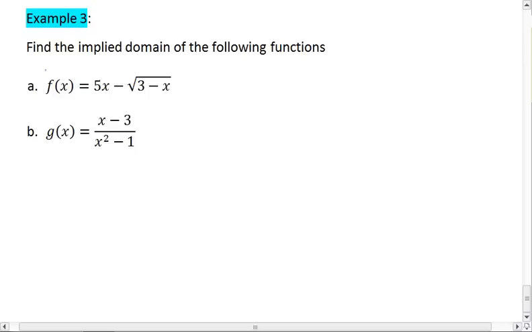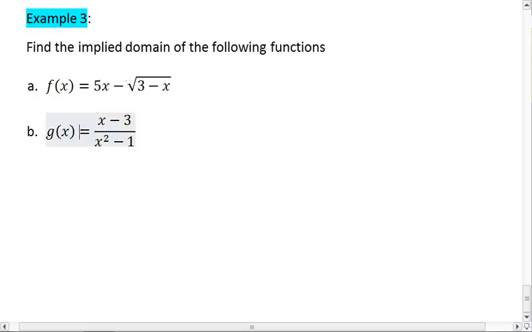In example 3, I want you to determine the implied domain of the following functions. So we see both neon lights here. In A, we have a radical, meaning we want to make sure the radicand will not be less than 0. And in B, we have a denominator. So we want to make sure the denominator will never be 0.